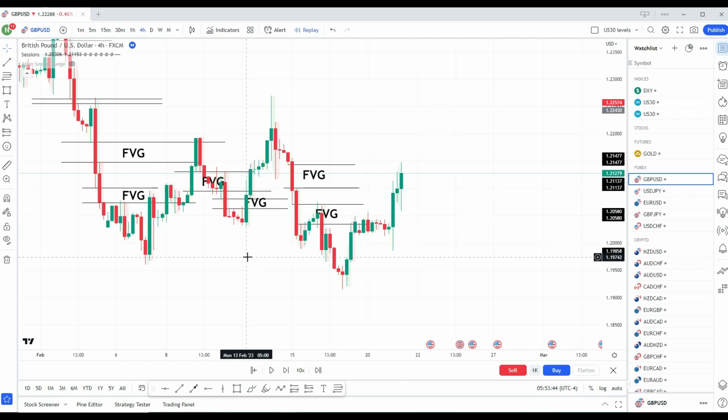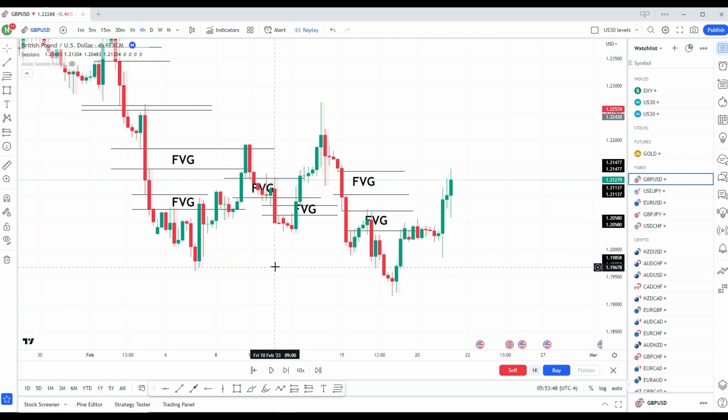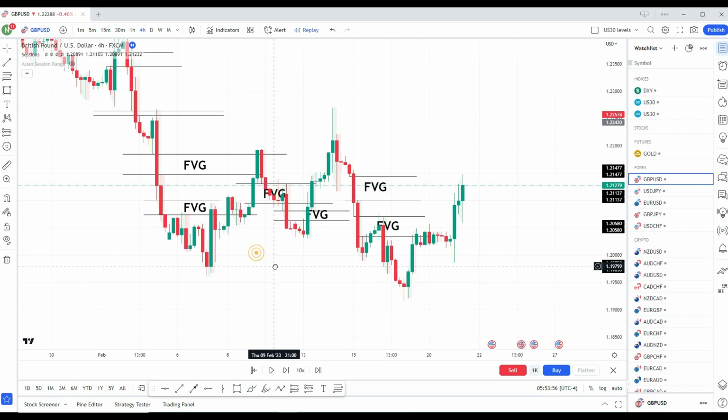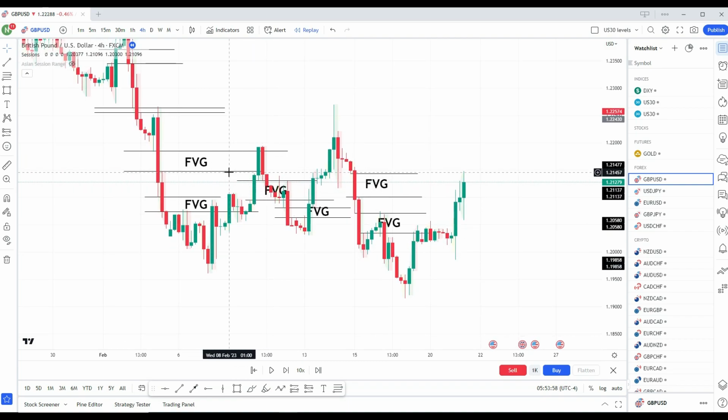Now, this video was about understanding of fair value gap. You can always trade using this strategy, but I would suggest it is not within the scope of this video. I'll be making another video combining fair value gap, liquidity, and other parameters like Fibonacci retracement to get a sniper entry. So based on my own experience, I do not suggest you trade using fair value gap alone.